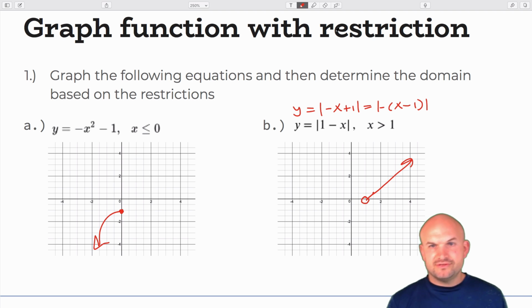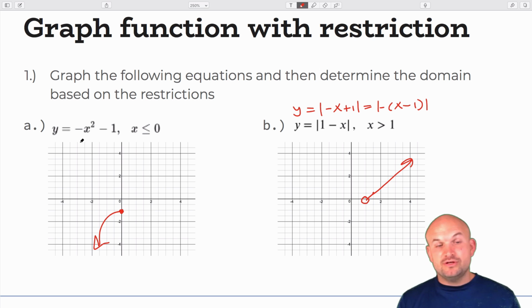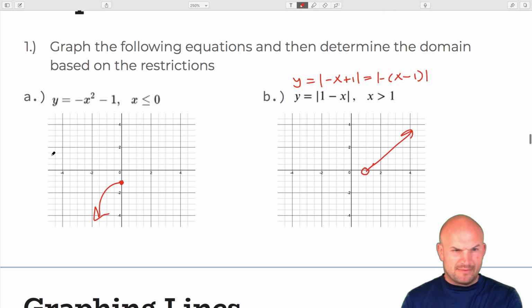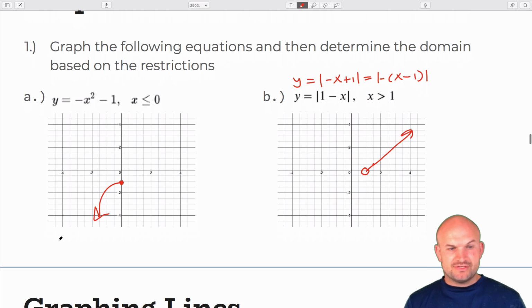Oh, I forgot to go back and do the domain and range. So here, previously for a quadratic, we know the domain is all real numbers, right? There's no problem with plugging in any number for x, squaring it, and subtracting 1. However, it's saying it's only true for x values that are less than or equal to 0.